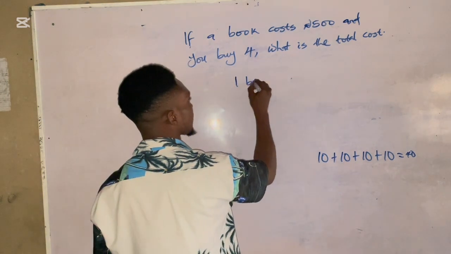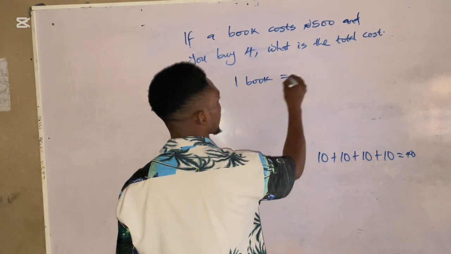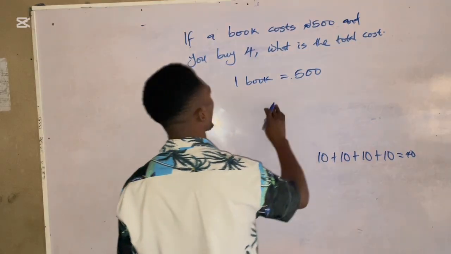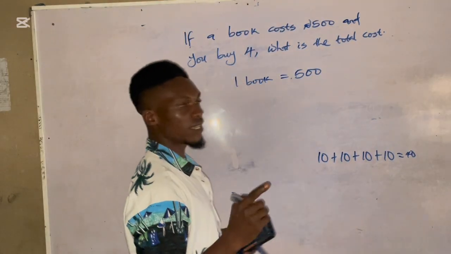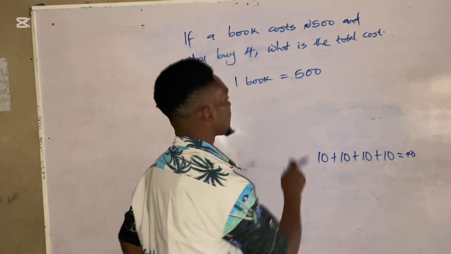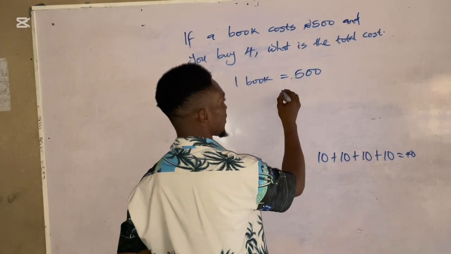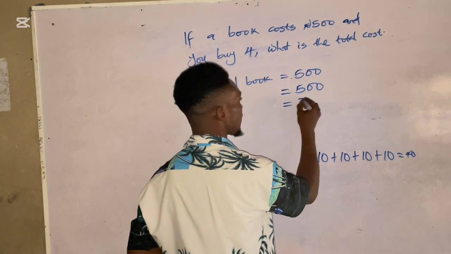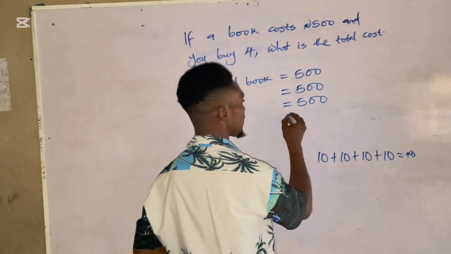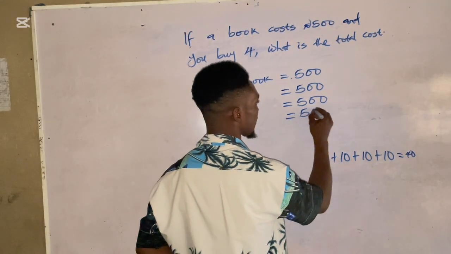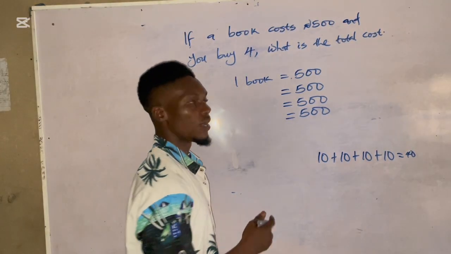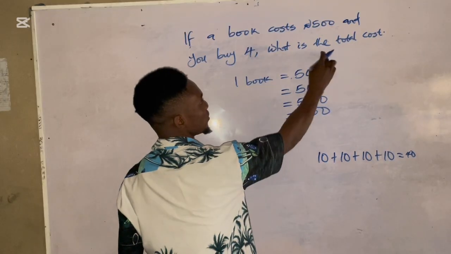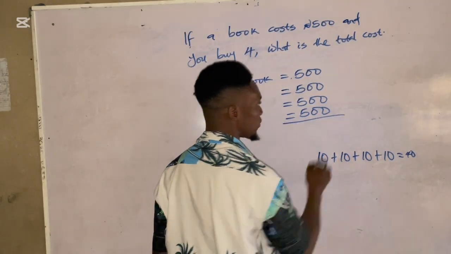One book is equal to 500 naira, and you are buying 4. Since 1 is 500, you want to buy 4. The first book is 500 naira. The second book is also 500 naira. The third book is still the same price, 500. The fourth book is also the same price, 500. So we are buying 4 books. What is the total cost? How much are you now going to pay?